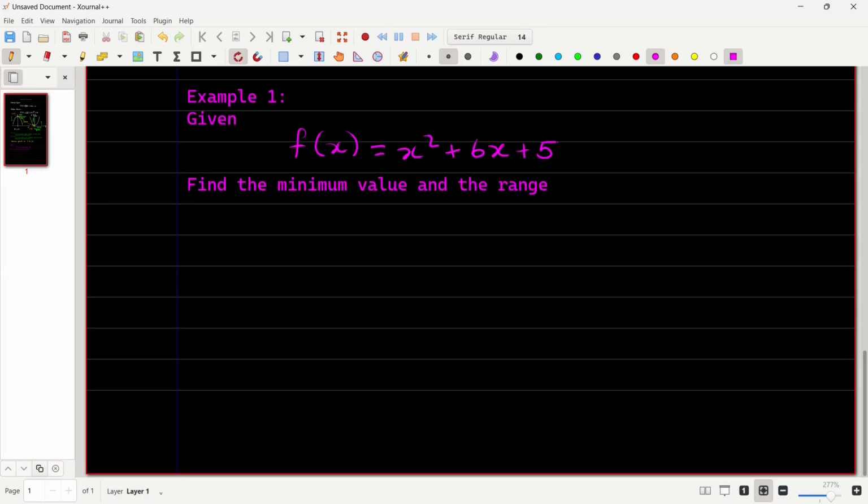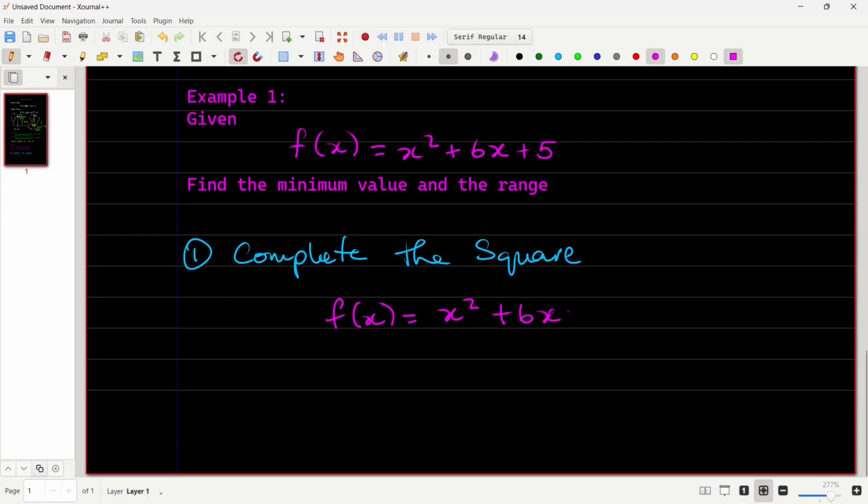All right, so the first step, and I'm going to write this in blue, once you have this, is to complete the square. That's the first thing we want to do. So we're going to start with f of x equals x squared plus 6x plus 5. Now we're completing the square, and I'm going to take my time again and solve this so that you'll see exactly what I'm doing is the same thing that we did before.